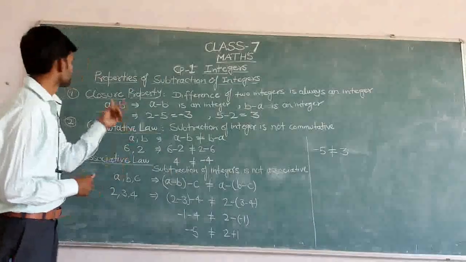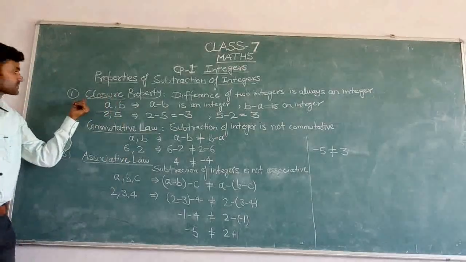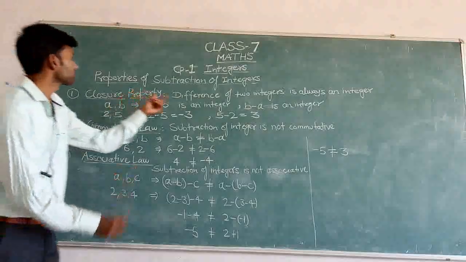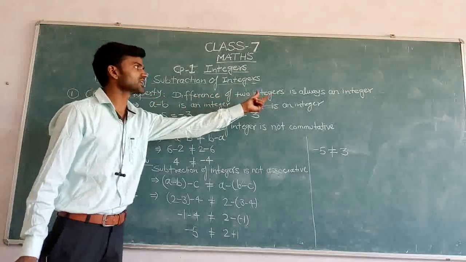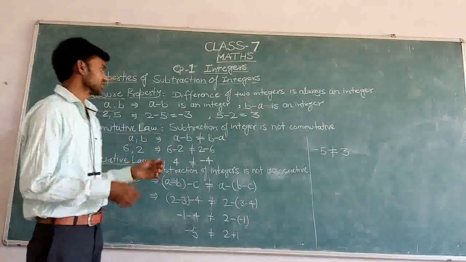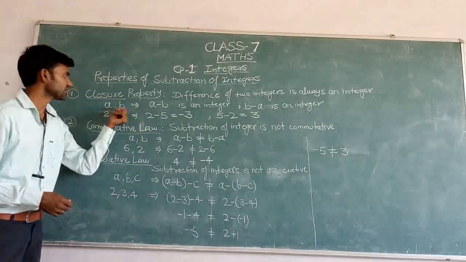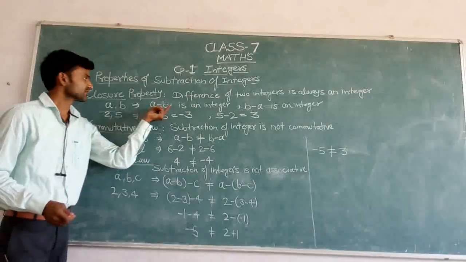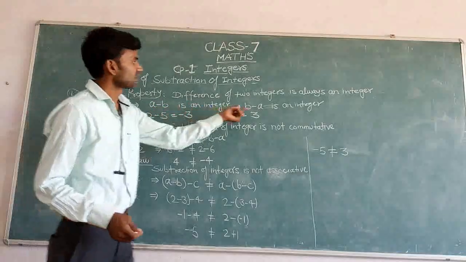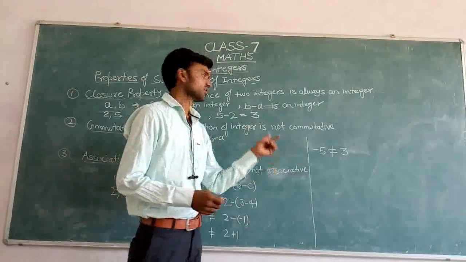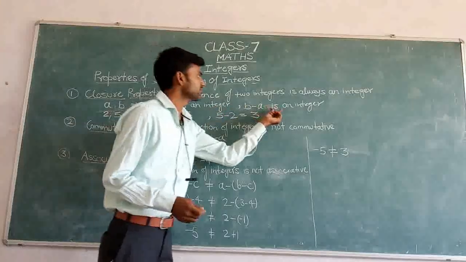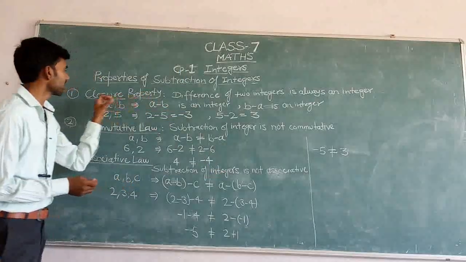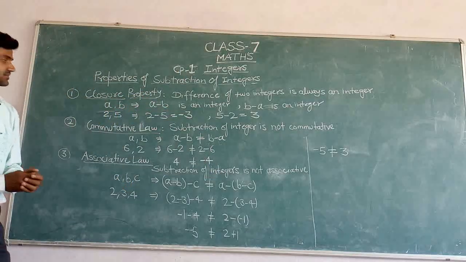Now, the first property, closure property. What is the closure property? The difference of two integers is always an integer. Suppose a and b are two integers. When we subtract a minus b or b minus a, in both conditions we will get an integer, and this property is called closure property.